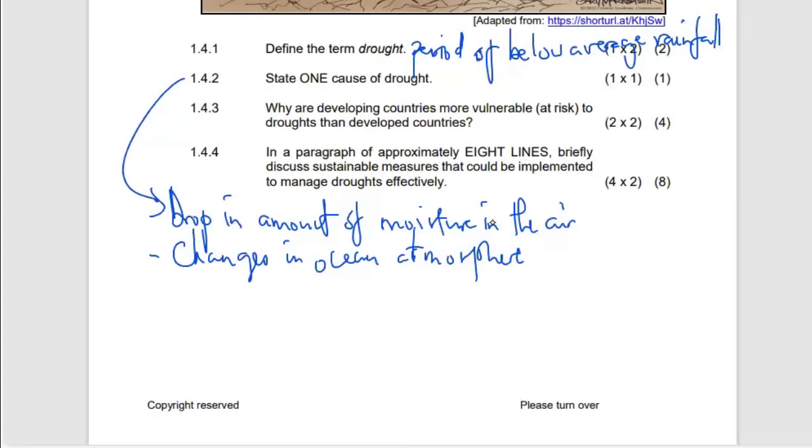Changes in the ocean atmospheric conditions. For example, we talk of the issue of El Nino and La Nina. Then we can also look at the shift in wind patterns. The winds that used to bring in moisture laden air, if they change direction, then it means the place is also going to have high chances of drought.